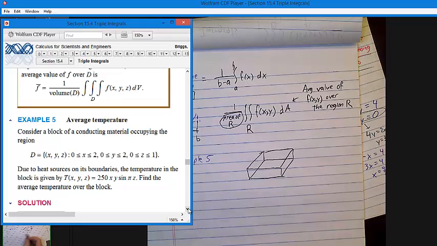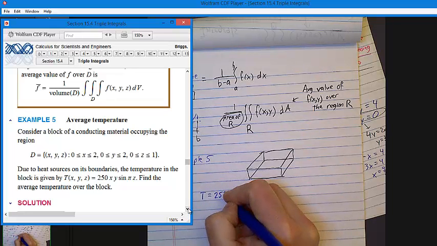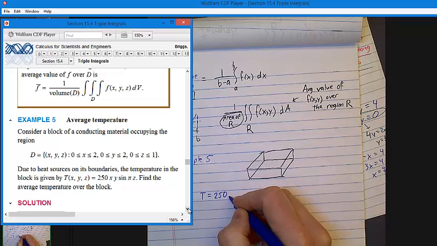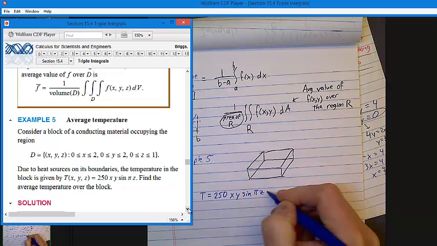But then what they tell me is that there's heat sources on the boundaries, and the temperature in the block is given by T equals 250 xy sine of pi z. Now that's strange to me, right?